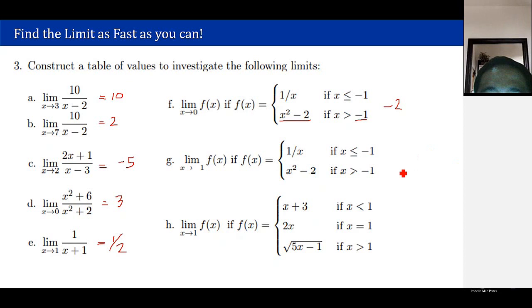Letter G. Negative 1, sir. Negative 1. Kasi 1 squared minus 2, that is negative 1. As x approaching to 1. How about letter H? Anybody? 4, sir.